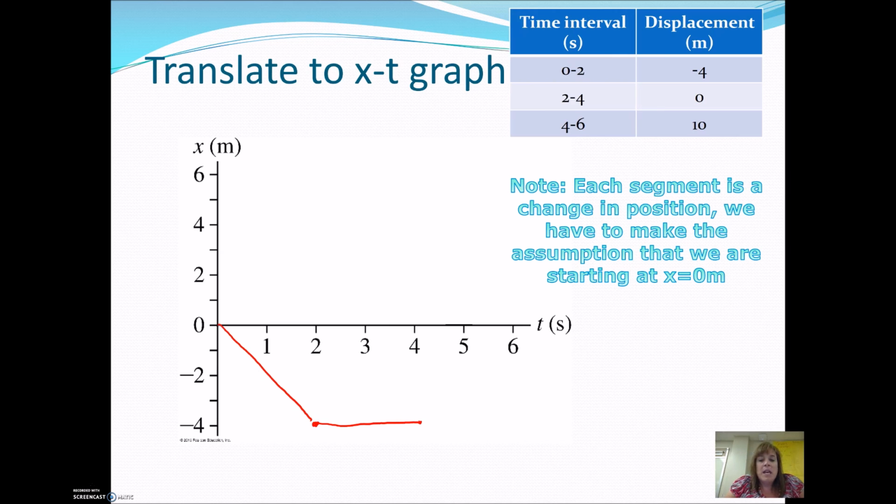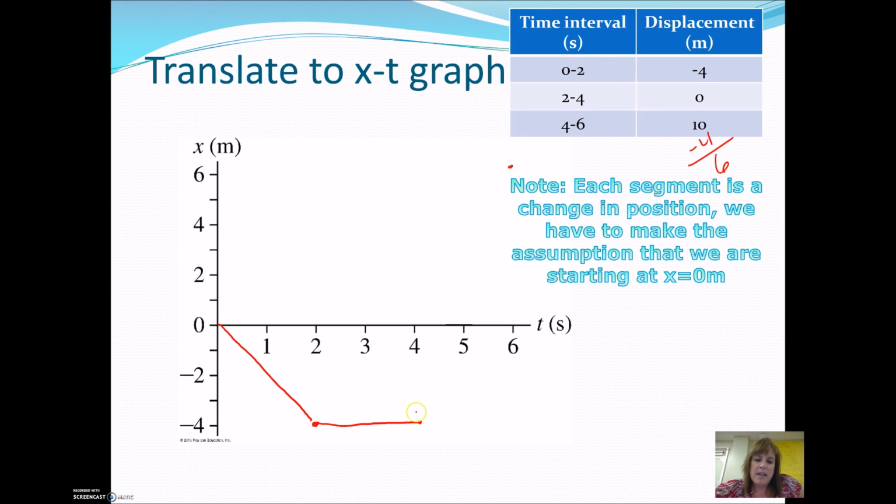Now, this doesn't mean I'm 10 meters from 0. It means I'm 10 meters from my current position, which is -4. So if I subtract -4 from here, that gives me a +6. So that means at 6 seconds, I am up here at a +6.